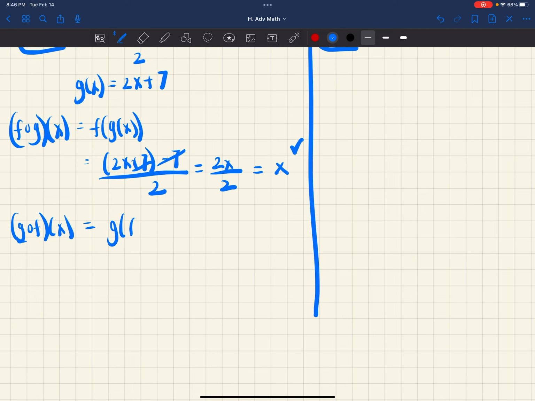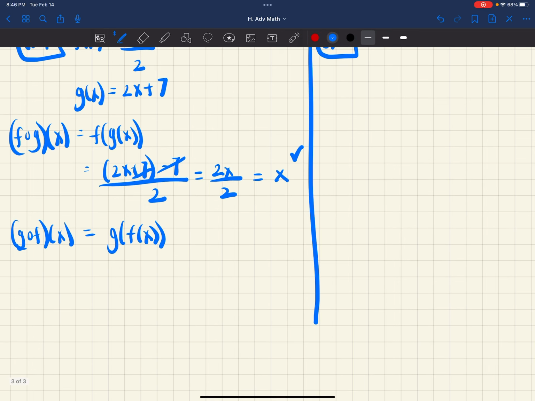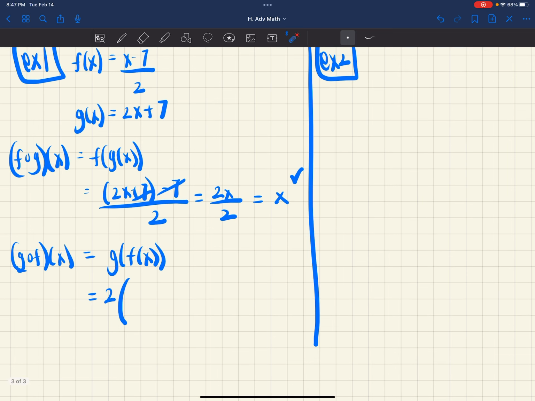So remember, by definition, this is g of f of x. In my function g, rather than only having x, I am going to substitute in the entire function of f of x. So right here for x, I'm going to put my whole f of x, which is all of this monster. When we see a fraction, I know we think it's a lot harder than it should be, but it's not. So I'm going to copy down my 2 first. Rather than substituting in x, I'm going to put in f of x, which is x minus 7 over 2. And then I'm just going to copy down my plus 7.